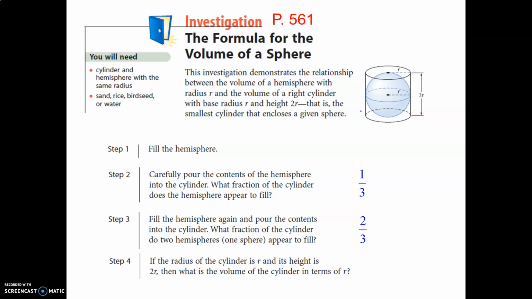If the radius of the cylinder is r and its height is 2r, then what is the volume of the cylinder? So the volume of the cylinder is the area of the base times the height of the object. So the area of the base would be pi r squared, that circle, and the height, remember I told you, is 2r. So if I make that look nicer, I put the 2 to the front, I put the pi next, and r squared times r is r to the 3rd.